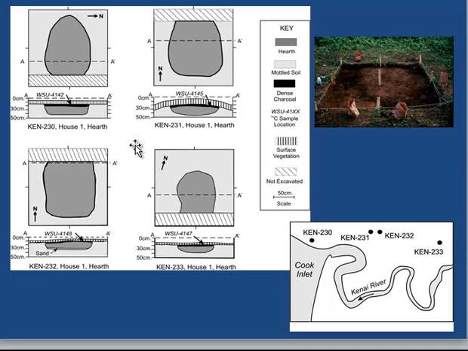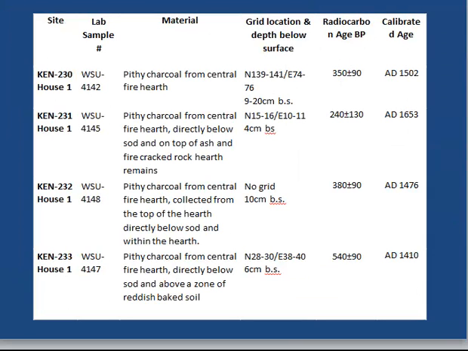I think it's about $300 for a sample, and you send it off to a lab and they will process it. And what you will get back, we'll go to the next slide, is something like this. You will get a Radiocarbon Age back. So this is that first house. It was pithy charcoal from the central fire hearth. That's where it was located. And the Radiocarbon Age is 350 plus or minus 90 years.